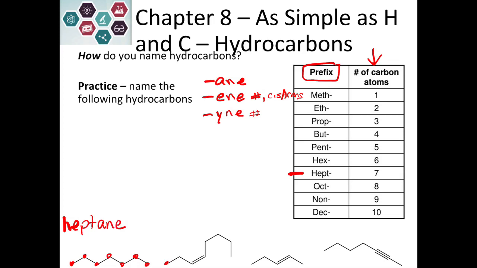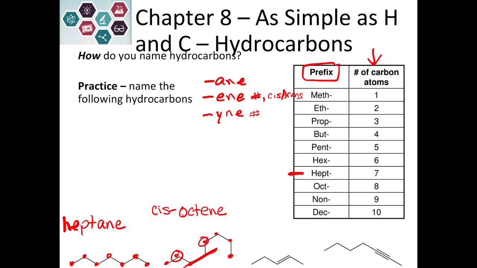Next example, we've got 1, 2, 3, 4, 5, 6, 7, 8 carbons, so the prefix is going to be oct. Double bond is E-N-E. We also need to know if it's cis, trans, or neither. So if you look at the double bond, we have the 2 groups on the same side, so that is cis. Then we also need a number. So the number is the location of the double bond.